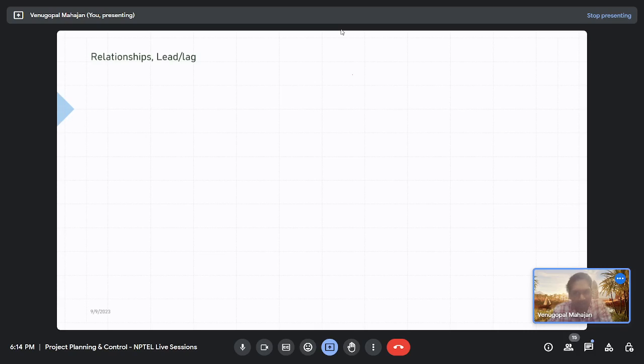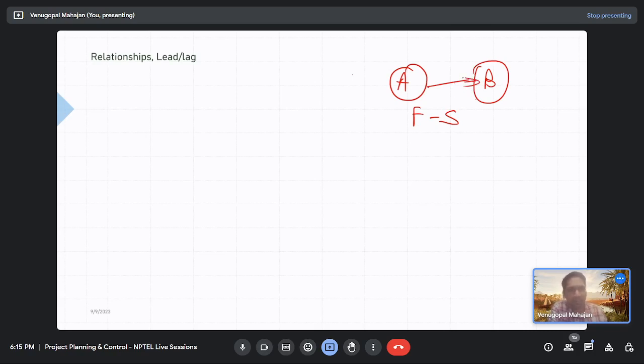Till now in CPM, there was only one relationship, right? Let's say this is activity A and this is activity B. What this meant was that activity B can start only when activity A finishes, right? FS, finish to start relationship was there. And what else was there, that activity B immediately starts after activity A finishes, right?